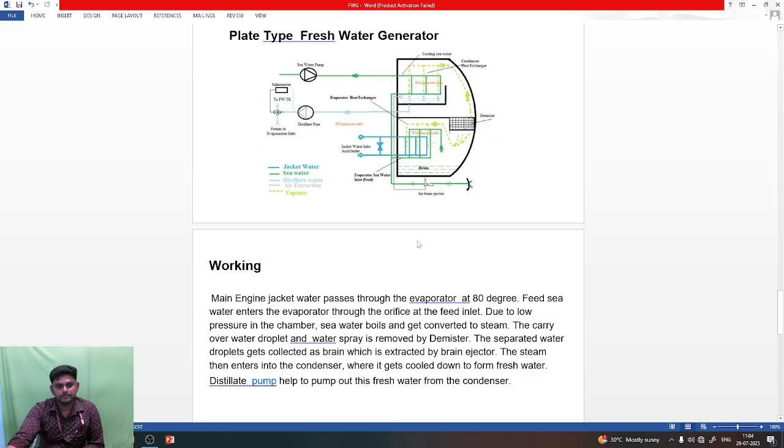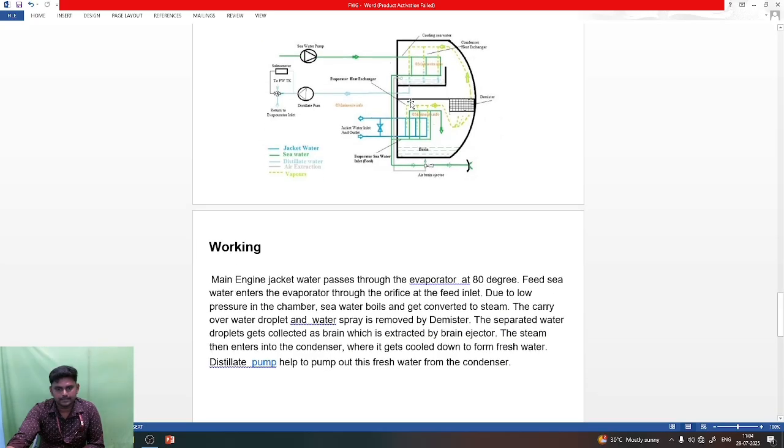The steam then enters the condenser, where it gets cooled down to form fresh water. After cooling, the vapor turns to the liquid stage. Then the water goes by the distill pump to the freshwater tank.